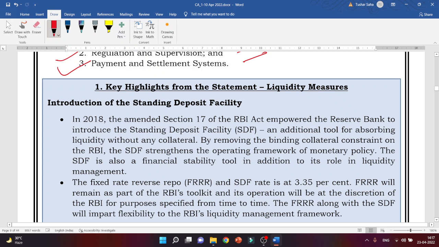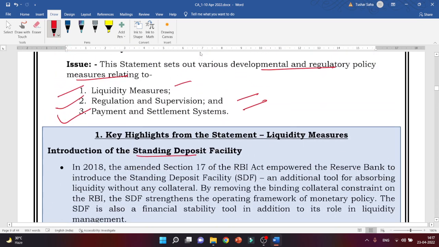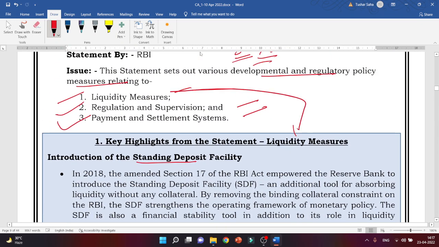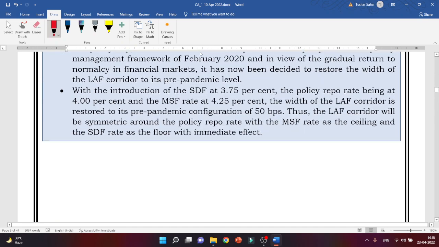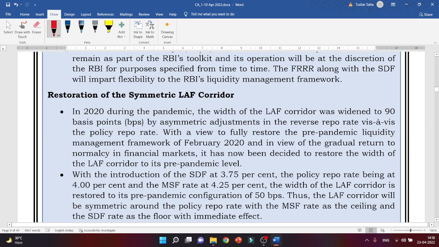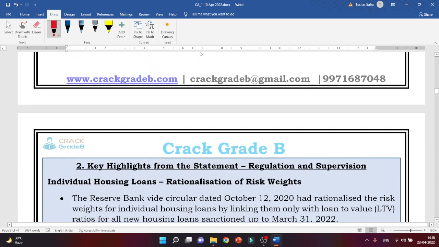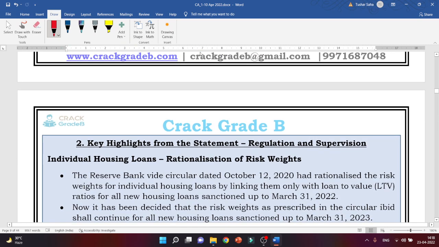I will highlight a few important points. The rest you will have to study from the current affairs material. Standing deposit facility, which you have already seen, so let's not discuss. First is the liquidity measure that we are looking at. Next we will look at regulation and supervision. The second one is the symmetric LAF corridor, which is again related to SDF, which we have seen in the second article. Next, let's come to regulation and supervision.